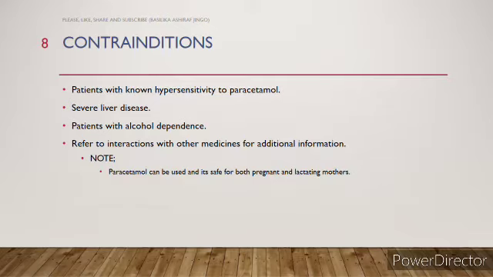Then 2, severe liver disease. Remember we said an overdose of paracetamol causes liver damage. So already someone has a liver problem, and again you're adding a drug which will also cause a liver problem. So you're worsening the condition. Then patients with alcohol dependence. Remember, people who are dependent on alcohol are more likely to get liver diseases. So when you also give paracetamol, which also causes liver diseases, it means you're adding a problem on a problem.